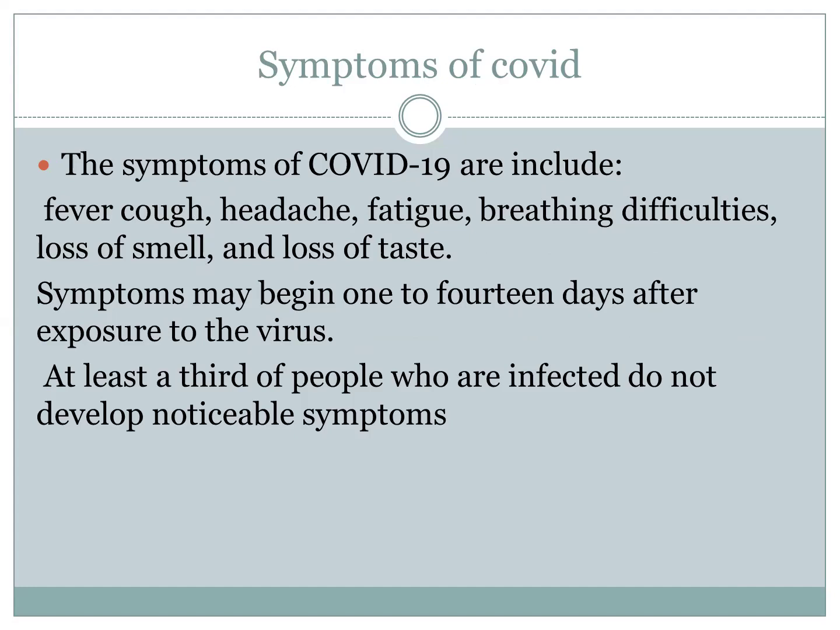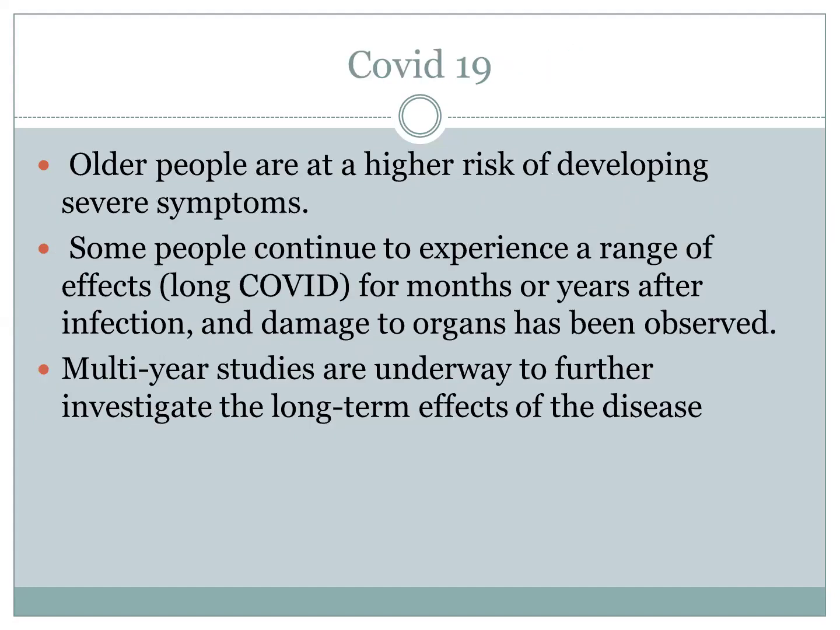At least a third of people who were infected did not develop noticeable symptoms. So those were subclinical cases. The older people were at higher risk of developing severe symptoms, especially those with other diseases like cardiovascular diseases or respiratory diseases. So the chance of getting COVID-19 with severe effects is high.